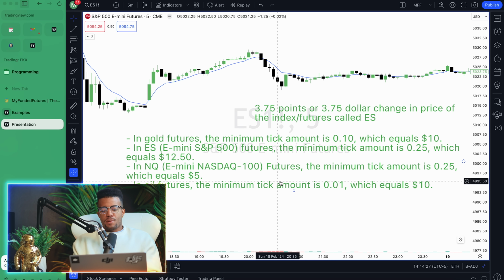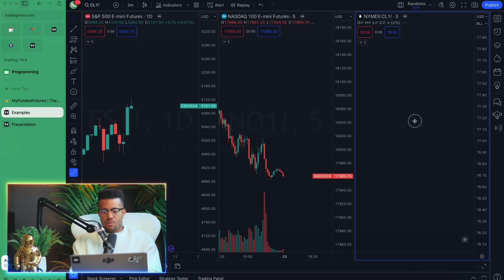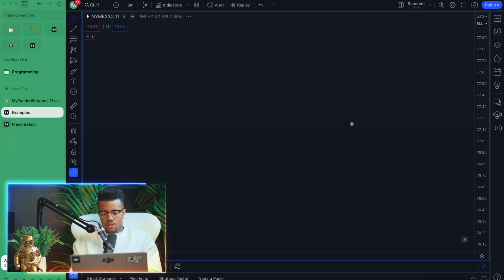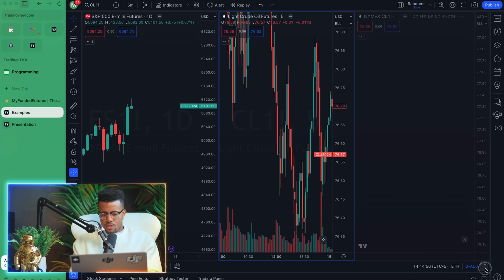So oil futures, the minimum tick amount is 1 cent, which equals $10. So oil is another example of a very high leverage product. What I mean by that, let's go to CL, which is the ticker for oil, and I can't actually see the chart here. Let's go to 1 day. I think my TradingView exploded. Well, we're not going to look at oil futures then. It's not going to load the chart. There we go. Not sure why that was broken.